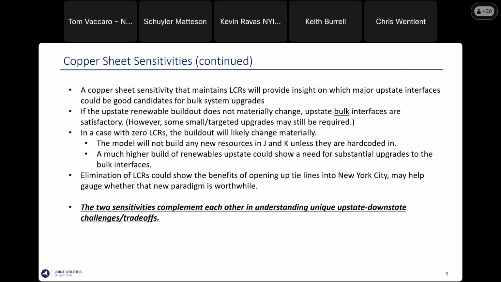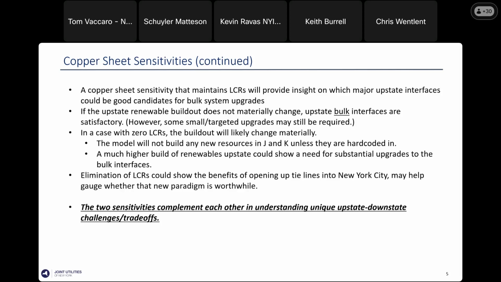In the case without the local capacity requirements, we expect the build out to change, especially since those local capacity requirements tend to site generation in zones where maybe it wouldn't be economic. You know, it's like hard coding in the models. We think a much higher build out of renewables upstate under this case without local capacity requirements could show a need for bulk interface upgrades, potentially different bulk interface upgrades, more upstate-downstate type upgrades. But again, we have to look. And there might be some insights into how we handle New York City if we want to gauge a new paradigm, potentially importing renewables or something like that, if the generation doesn't move upstate, but still wants to find its way into those downstate zones.